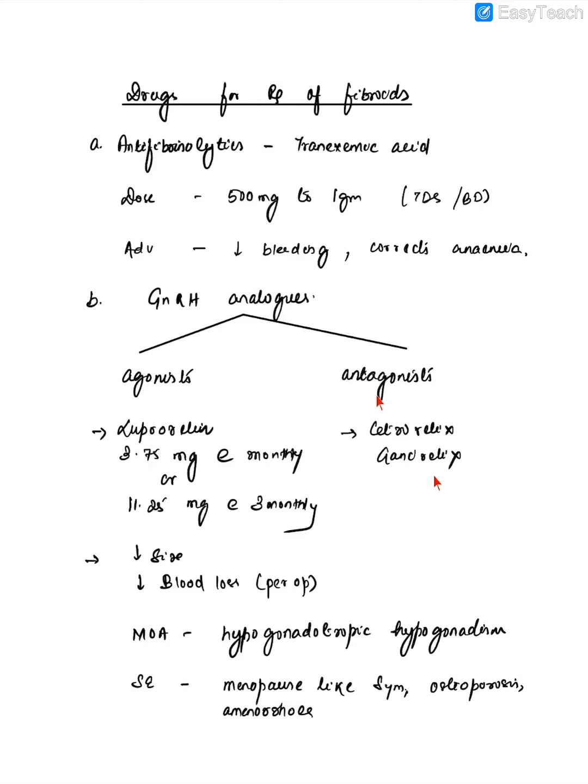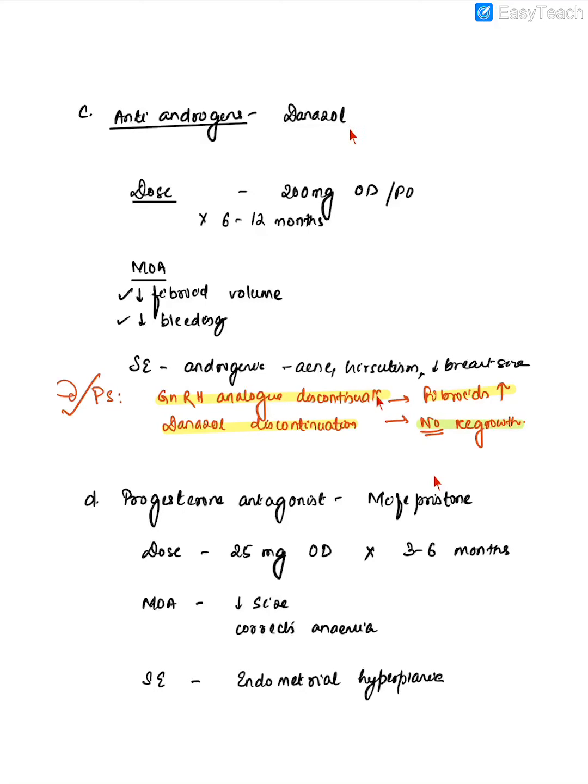of osteoporosis. Antiandrogens like danazol at a dose of 200 mg OD per oral for 6 to 12 months can be given. It reduces the fibroid volume and reduces bleeding. Important side effects are androgenic features in females like acne, hirsutism, decreased breast size, male kind of voice, decreased libido. Here it is important to note that if we discontinue GnRH analog in a patient of fibroid, it causes the fibroid size to again increase. But if we are giving danazol and discontinuing it, there will be no regrowth of the fibroid.